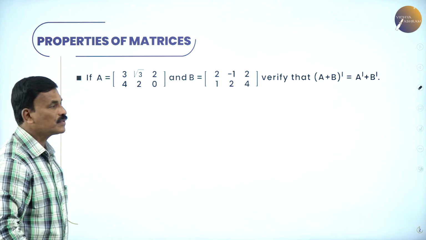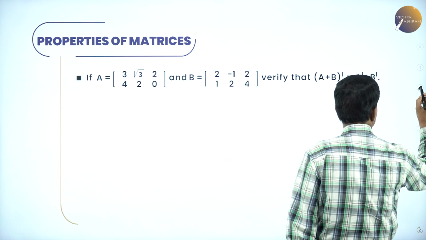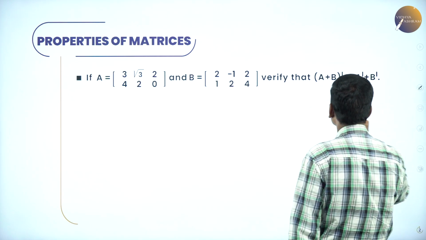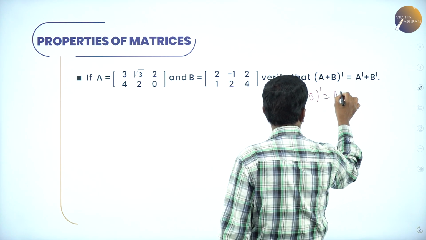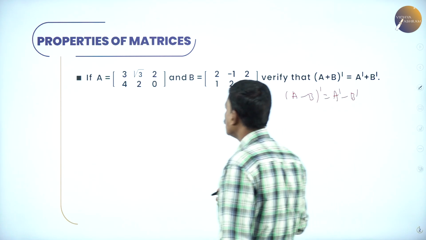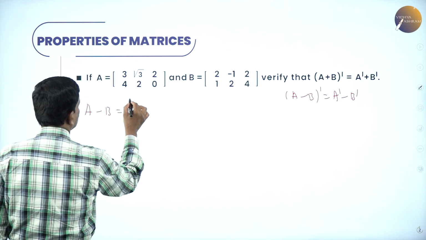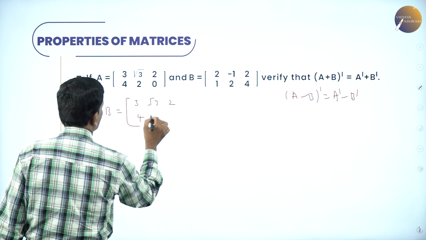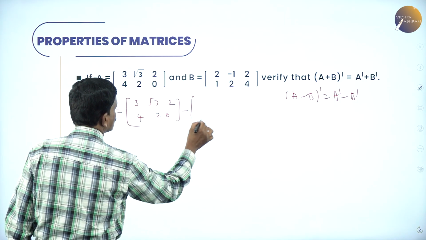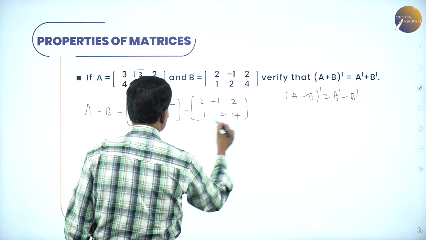Now second problem, verify that subtraction, I will go for subtraction. (A minus B) whole dash is equal to A dash minus B dash. Now first find out A minus B. LHS: A minus B. What is A? 3, root 3, 2; 4, 2, 0, minus B: 2, minus 1, 2; 1, 2 and 4.